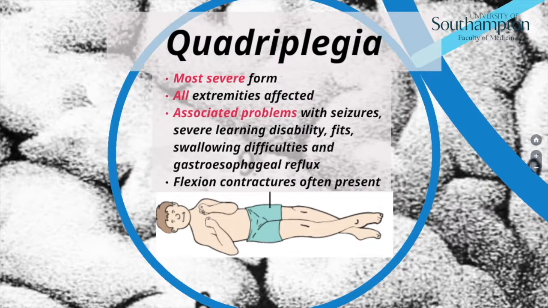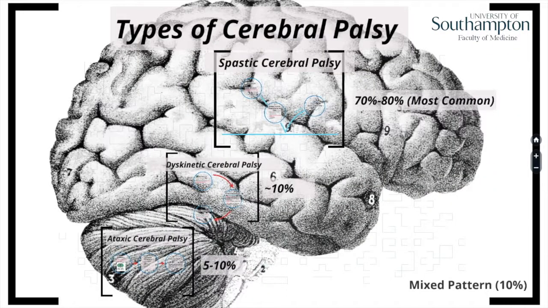Finally, we reach the most severe form of all, the quadriplegic spastic cerebral palsy, where it is associated with a whole host of problems which we will go through later. So now that we have covered the main variant of cerebral palsy, we will come across two rarer forms.